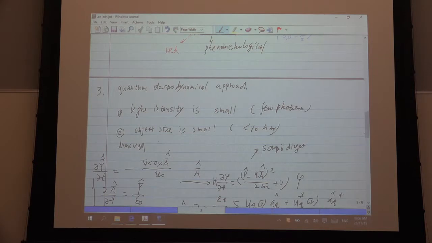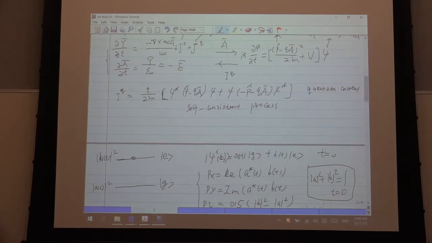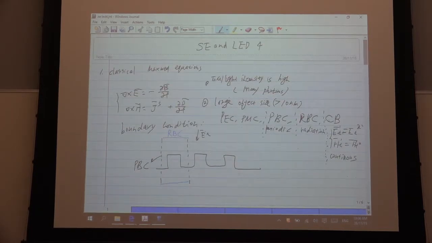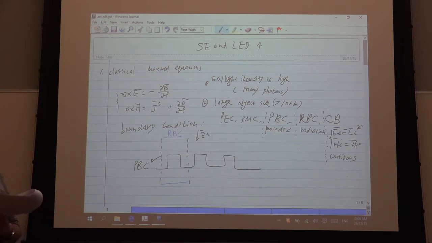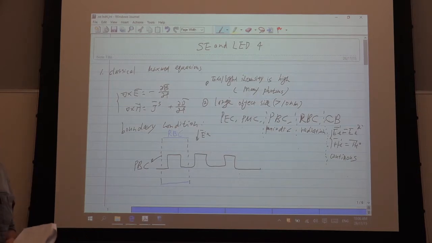This first case? Okay, this is the first case, right? Yeah. Size is big, and the light has to have high intensity. My concern is if we don't have high intensity, but the size is still big. So I tell you that you should quantize Maxwell equation.